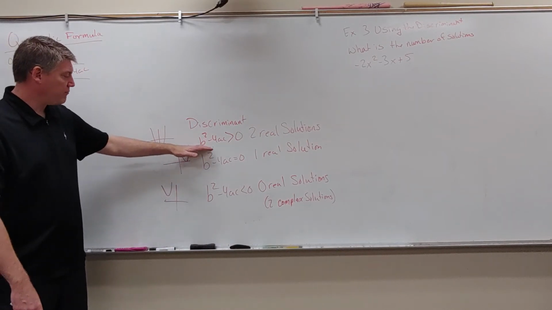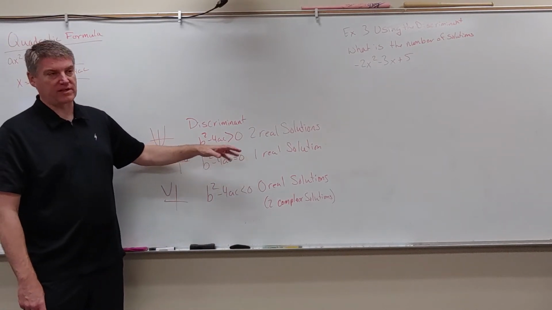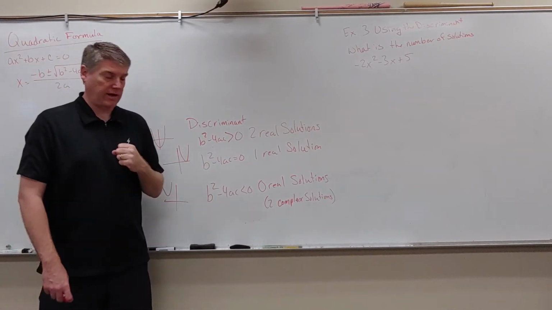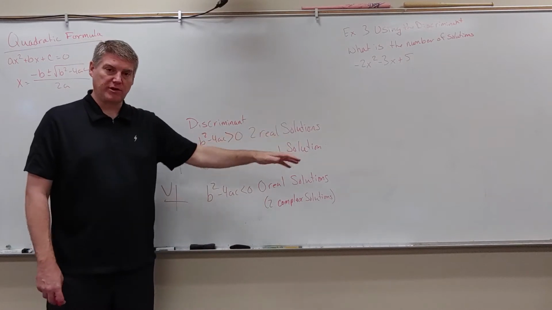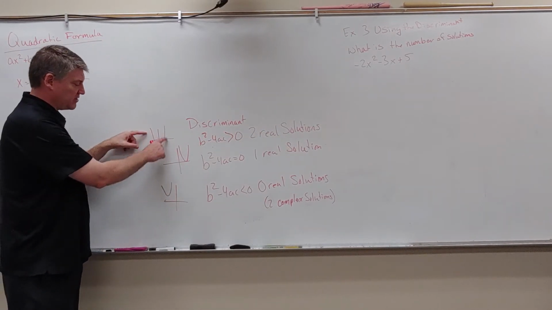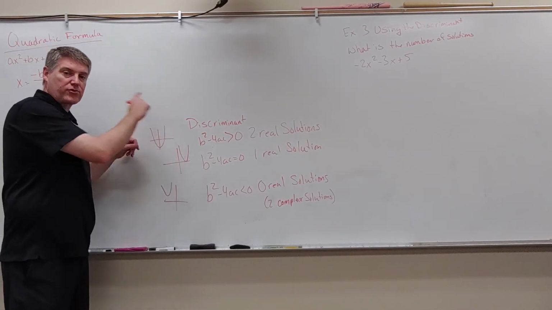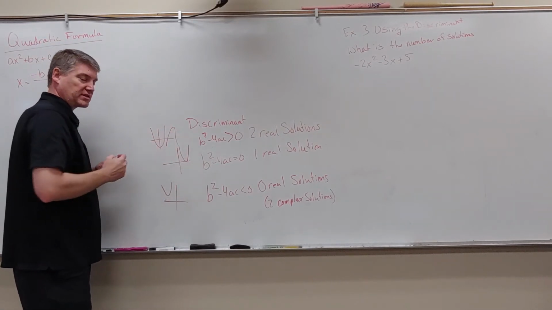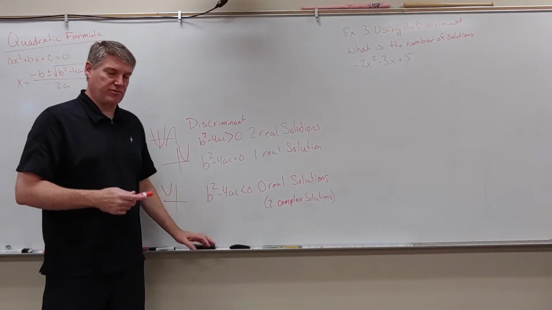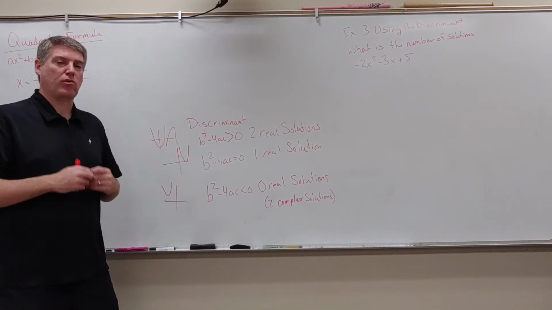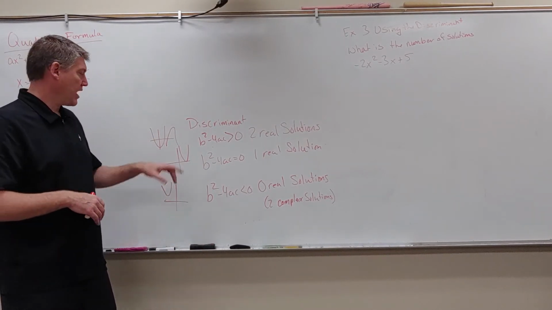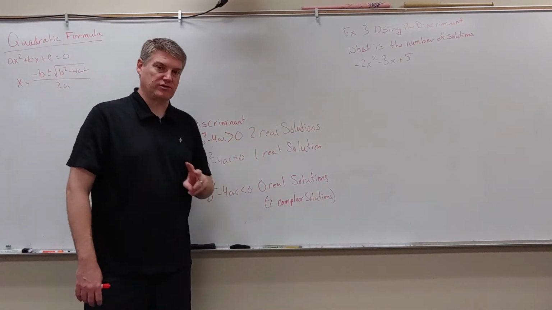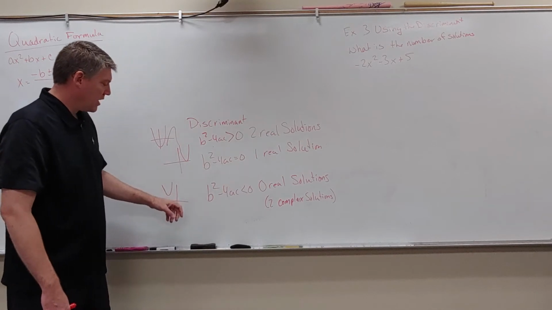Now, if b squared minus 4ac is greater than 0, so the inside of this square root is positive, then we know we have two real solutions. So our graph is going to do something like this. It's going to come through that x-axis twice. I don't care if it opens up or opens down. It's going to come through that graph twice. That's important to know, okay? I may not know those points, but I know I have two real solutions, okay?